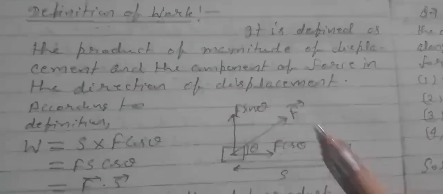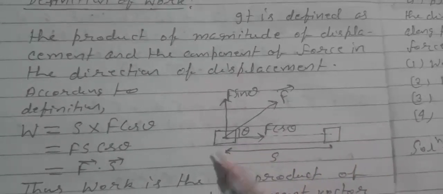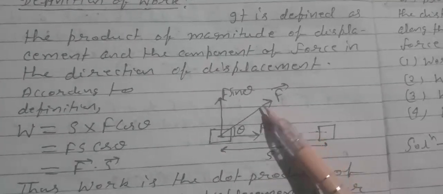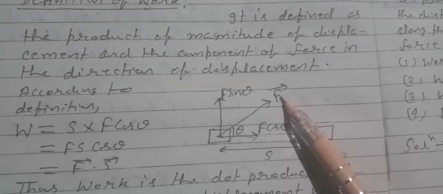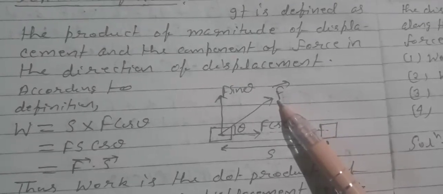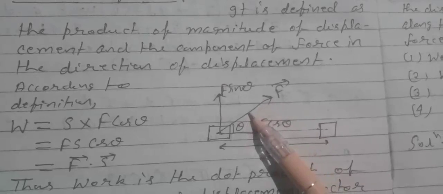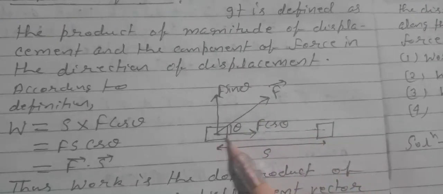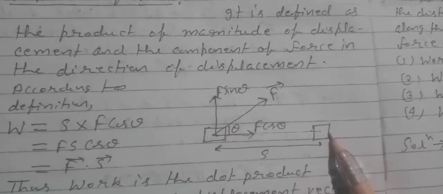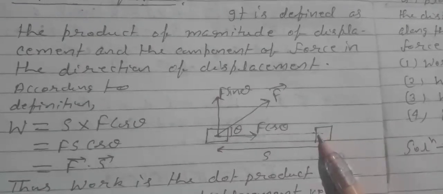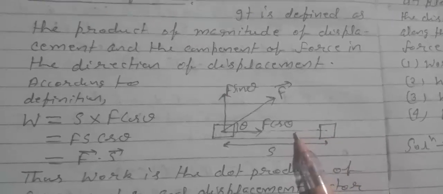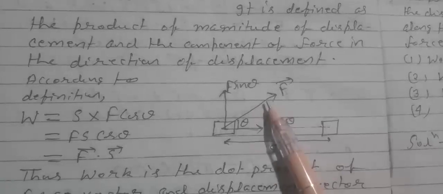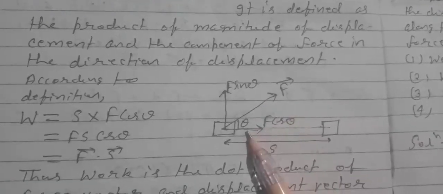Let us consider a block placed on the ground and a force acting at an angle theta with the horizontal, and that force is F vector. Due to the influence of this force, the body displaces horizontally, traveling a distance s in some time interval. In this time interval, we have to calculate the work done by this force.